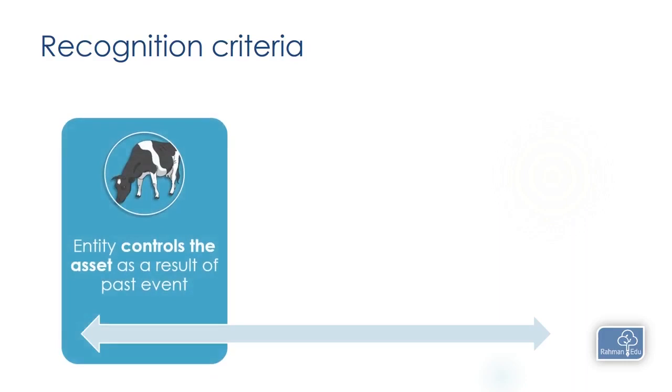Well, how to recognize a biological asset? We have three conditions and all of those three conditions must be fulfilled before you can recognize a biological asset. Number one condition, the entity controls the asset as a result of a past event. Say, you have purchased the cow and so you can now control the cow. The cow has given birth to a baby calf. You control the cow means you now control the baby calf. So the condition 1 is fulfilled.